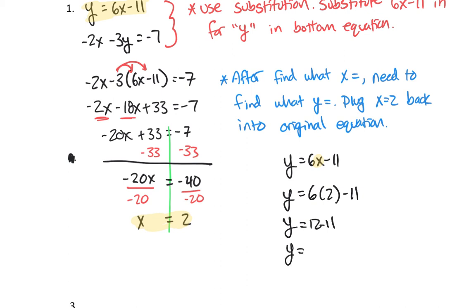And then we get y equals 1. And so at the end of the day, when I solved, I got x equals 2, y equals 1. And to finalize our answer, we always write it as an ordered pair. So remember, that's written as x comma y. So I'm going to write my answer as 2 comma 1. And that's going to be my final answer. That's what it's going to look like in that instance. It's 2 comma 1. So that's the first example using substitution.